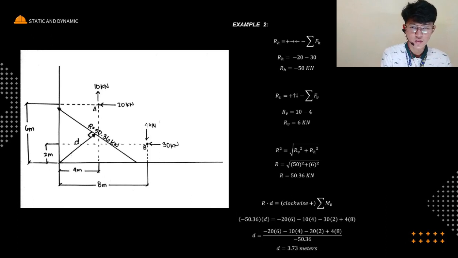And then, minus 10 times 4 minus 30 times 2 plus 4 times 8. So, para makuha natin yung distance, kailangan natin i-manipulate yung equation. So, D equals negative 20 times 6 minus 10 times 4 minus 30 times 2 plus 4 times 8 all over negative 50.36. So, kapag kinalculate natin ito, makuha natin distance is 3.73 meters. So, yung distance ng resultant from point O.